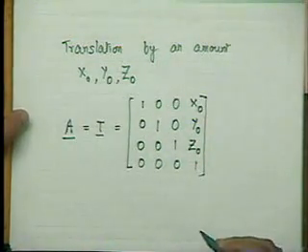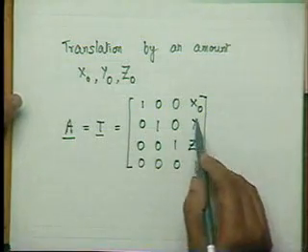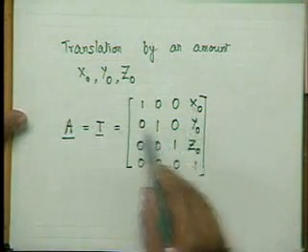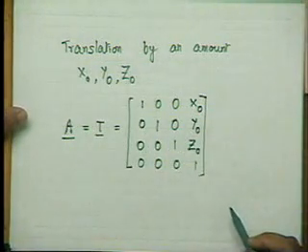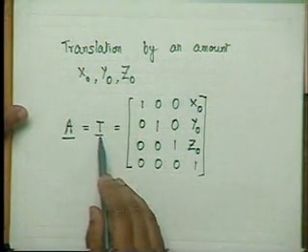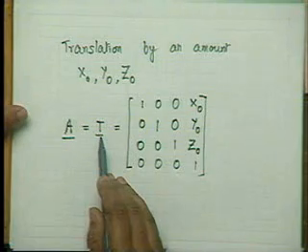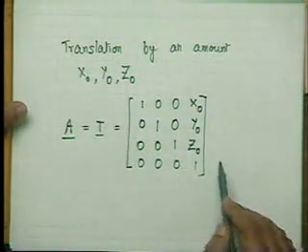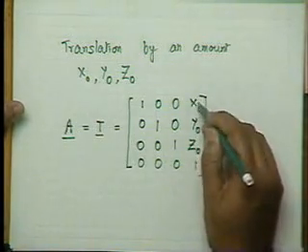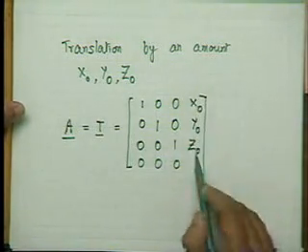So if the translation amounts x naught, y naught and z naught are all zeros, then this matrix A becomes an identity matrix. So this transformation matrix A, which we are now calling T because it indicates the translation, is nothing but an identity matrix except for these 3 elements, x naught, y naught and z naught, which indicate the translation.